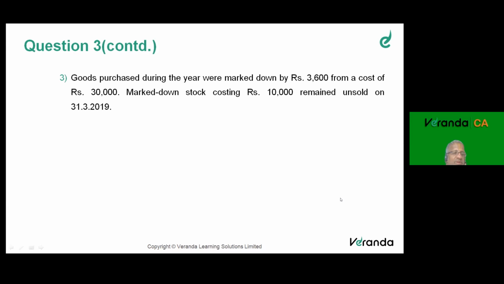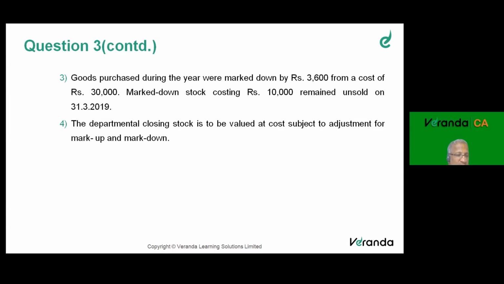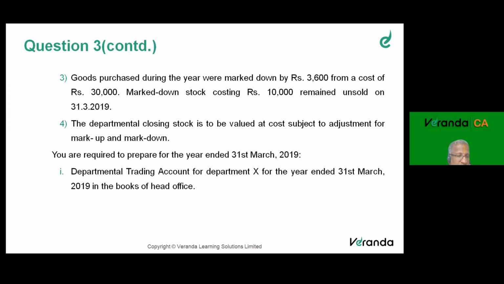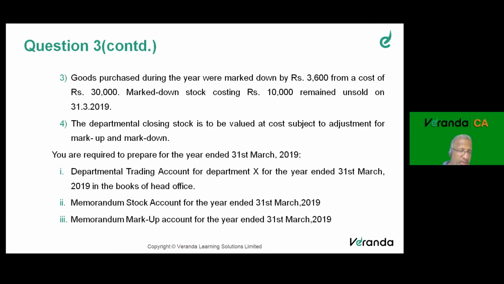So out of 30,000, 10,000 is remaining. Therefore, proportionately, from the markdown of 3,600, you have to take 1,400 on a pro rata basis. The departmental closing stock is to be valued at cost, subject to adjustment for markup and markdown. You are required to prepare the departmental trading account for the year ending 31st March 2019, the head office memorandum stock account, and the memorandum markup account for the year.